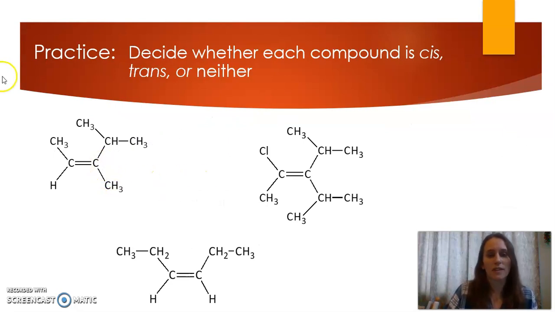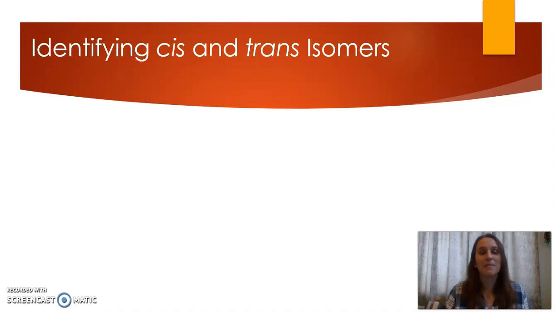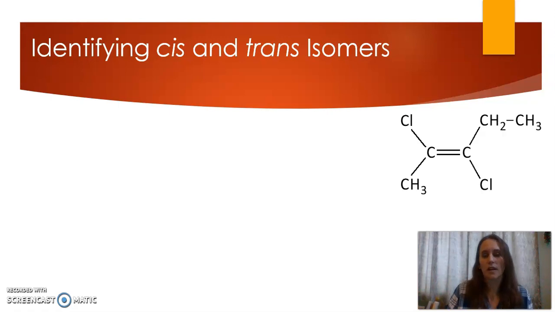So, identifying cis and trans isomers. We're going to decide whether each compound is cis, trans, or neither. I'd encourage you to pause the video for a second and go ahead and try right now. Now, these are a little bit challenging, so we're going to come back to this after we learn some tips and tricks for identifying cis and trans isomers, because we have a lot of things going on there. Do we look at the chlorine or do we look at the carbon, and how do we follow? So we're going to use this structure right here as our base point.